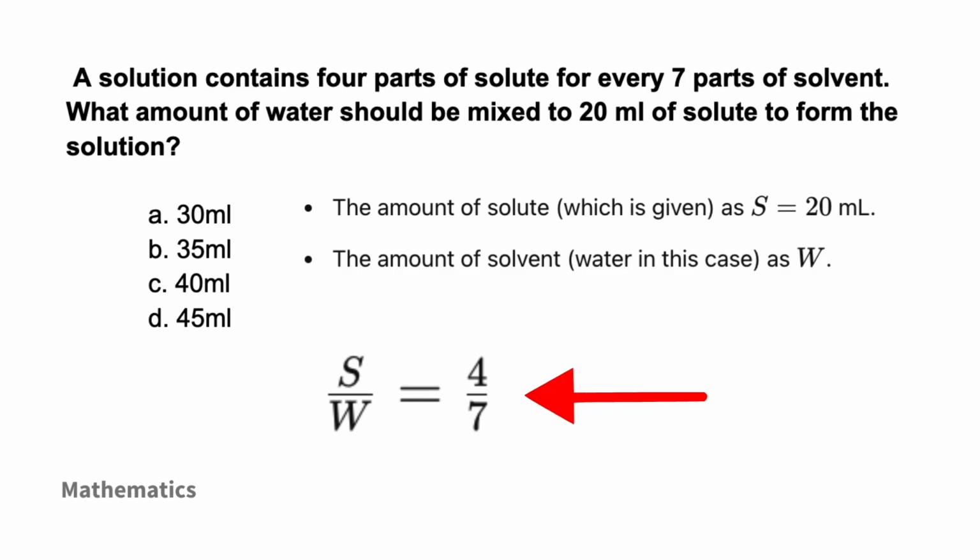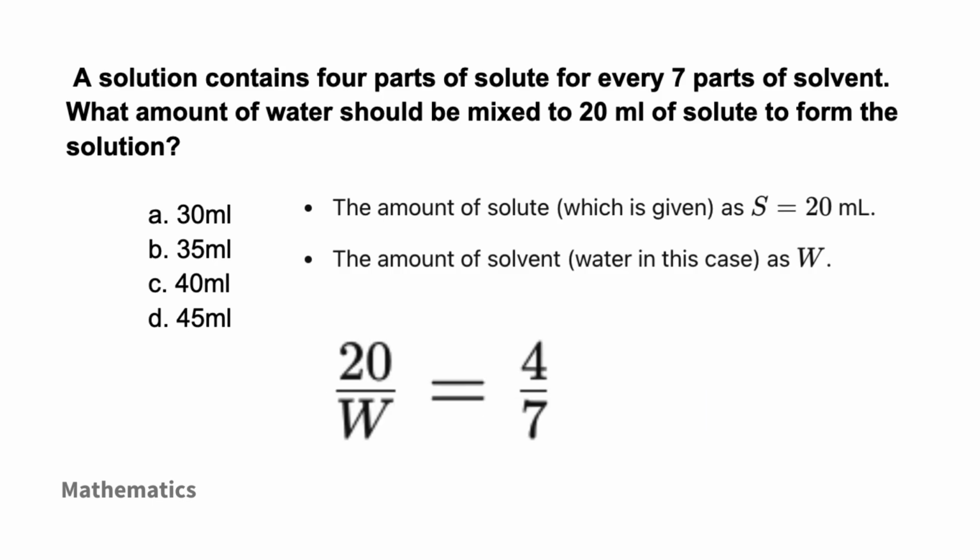Next, we can write this relationship as the following, S/W = 4/7. Now, let's simply put the 20 in for S, which was already given to us in the problem, and we have our updated numbers. And what we want to do next is cross multiply to solve for W, where we can see that we will take 20 times 7 equals 4 times W.